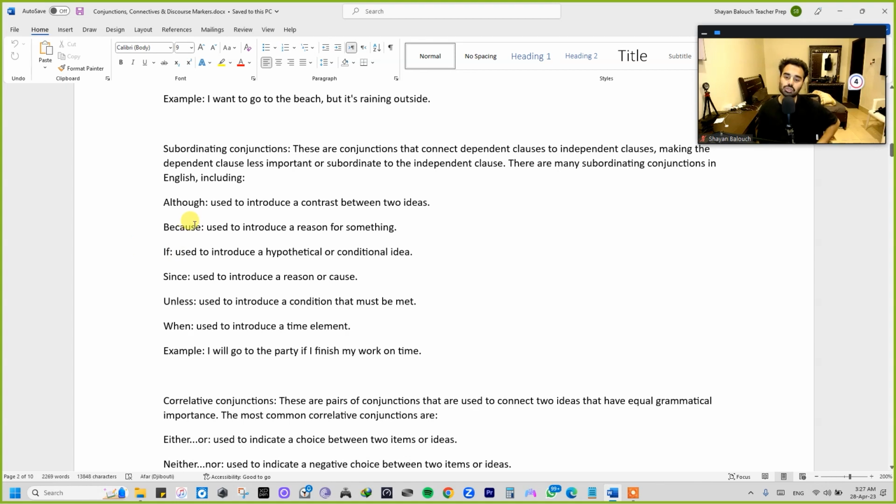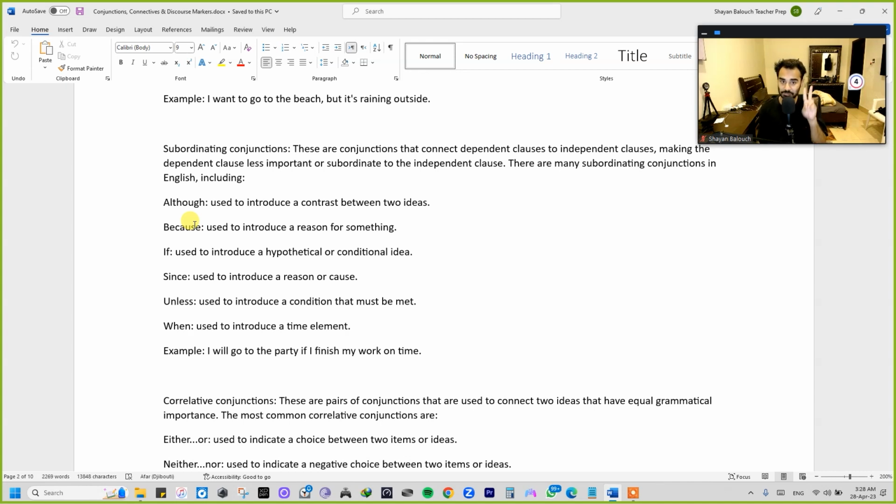Although is used to introduce a contrast between 2 ideas, like but. Because is used to introduce a reason for something. We know that. If is used to introduce a hypothetical or conditional idea. Now, let me help you recall an exercise that we did in the classroom in midterms as well as in the final term: conditional sentences.